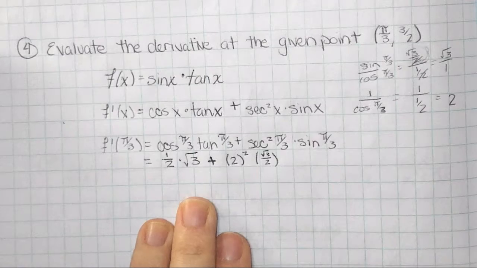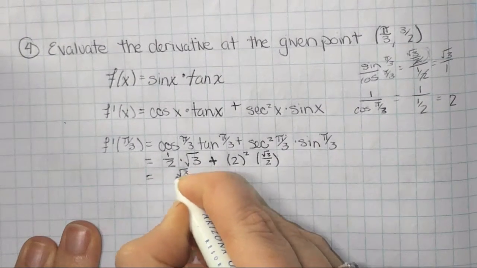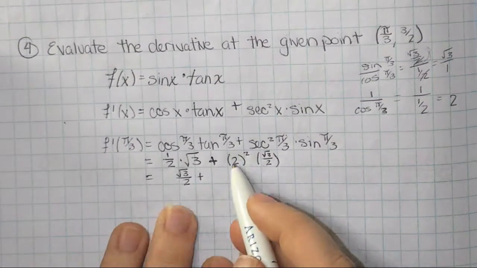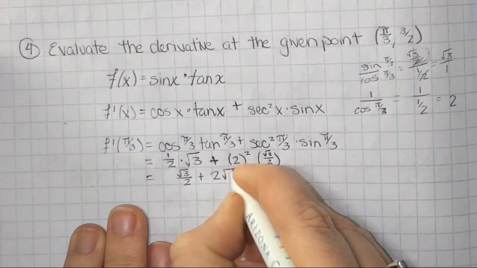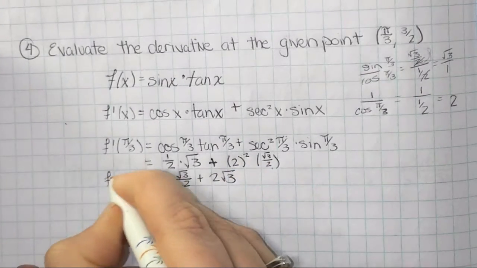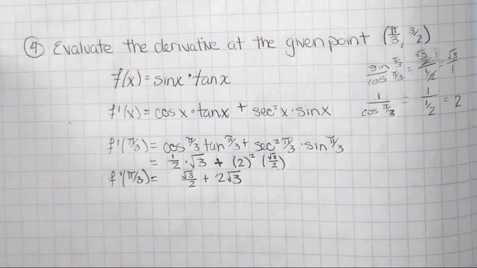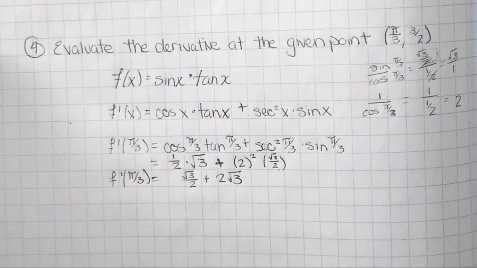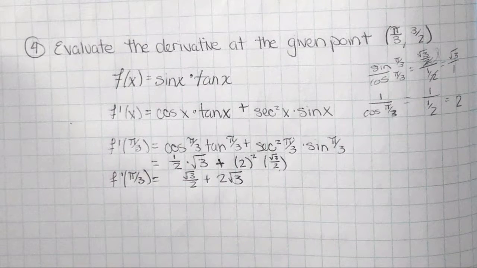Now let's simplify a little bit. This is radical 3 over 2 plus 4 divided by 2. I'm going to get 2 radical 3. You can leave that as your answer. You are done. If you really wanted to be ambitious and go through and simplify, you could by getting a common denominator of 2. You don't want to, and that's fine.